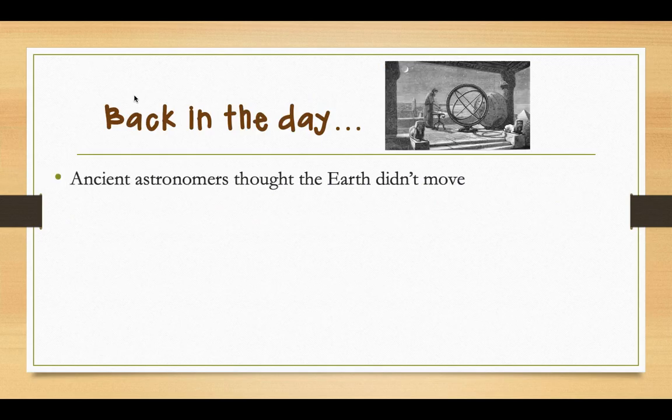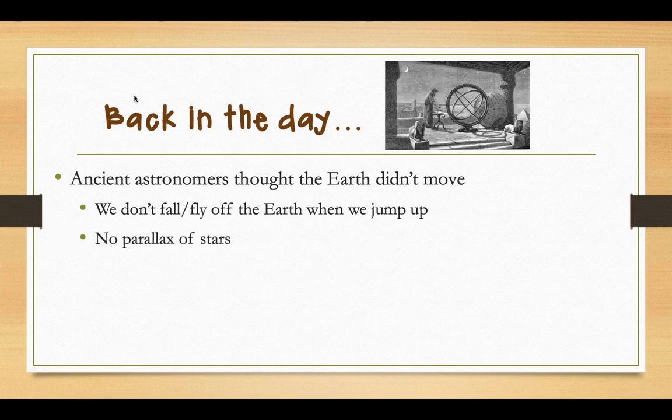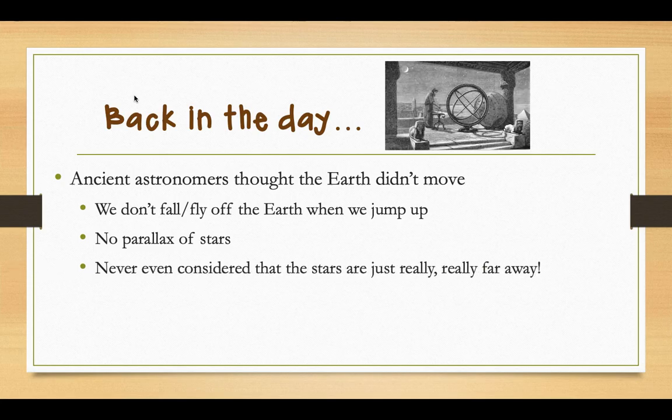So back in the day, ancient astronomers, and we're talking hundreds and hundreds of years ago, when they looked out into space, they were pretty convinced that the Earth didn't move. We don't fly off or fall off the Earth when we jump. If we jump up, we come back in the same spot. So that must mean the Earth wasn't moving. They were looking at stars and it didn't seem like the stars had any parallax. And they never considered that, when you just look at a star with your bare eyes, the stars are so far away that we don't necessarily notice it.